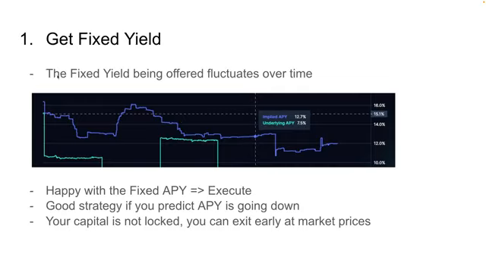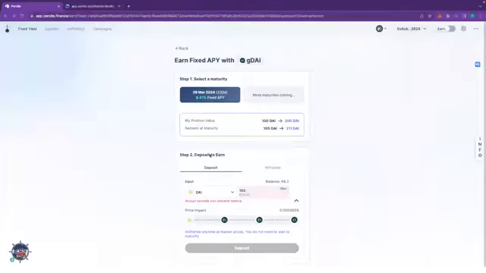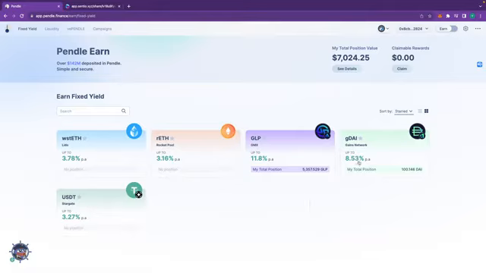Firstly, the fixed yield you are getting will fluctuate over time. So the number that you see on the front end here for GDAI will fluctuate over time. Today it's 8.5%, but tomorrow it might be 9% or 5%. So naturally, you will want to get the fixed yield when the fixed yield is high, right? And you are basically happy enough with the fixed yield.